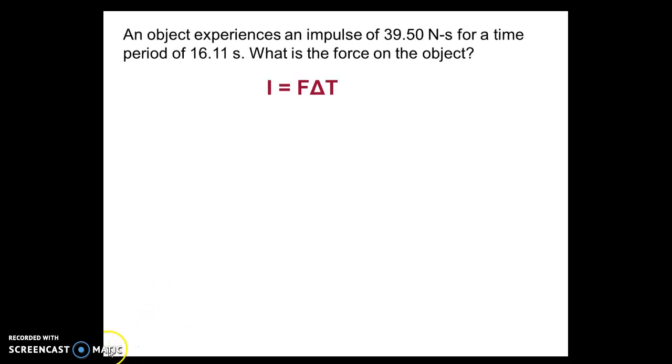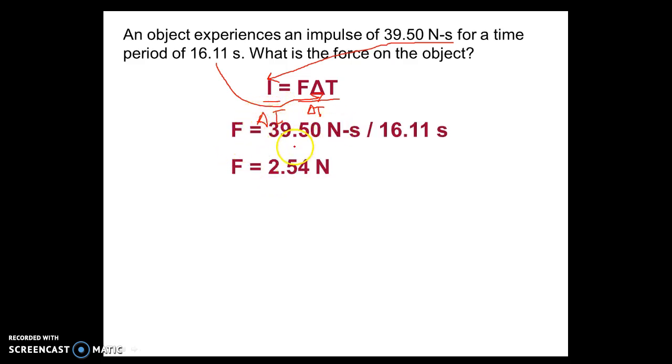Okay, now we're throwing you off here. We have 39.5 newton seconds, so it's going to go here instead of where you expect. Time is 16 seconds. So plug and chug: 39.5 equals force times 16. Get F by itself. Now F stands alone, and you can calculate F is equal to 39.5 divided by 16.